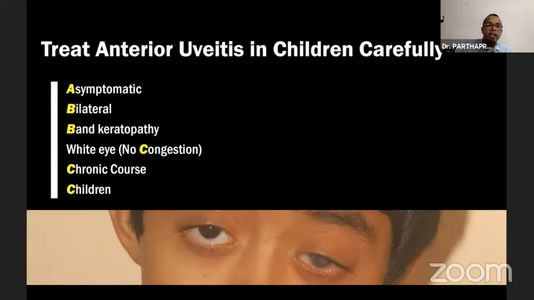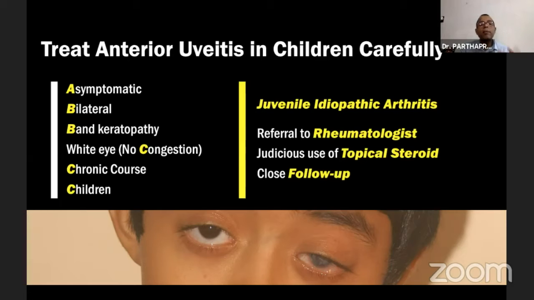Just coming to my last entity: treat anterior uveitis in children very carefully. Always remember the signs I termed as ABC: asymptomatic children, bilateral band keratopathy with white eye, that means there is no congestion, and chronic course. Beware of these signs, because this can be the presentation of juvenile idiopathic arthritis. So referral to a rheumatologist is a must. You have to use topical steroid very judiciously, and the most important thing is you have to follow these patients very closely.